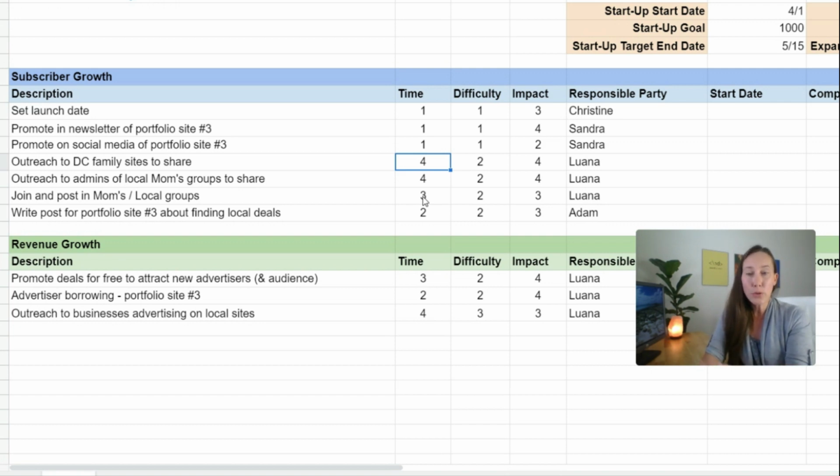Now, as a strategy, assuming that we didn't have that list at all, because that is where it makes the most sense to start when you have a portfolio. But let's say that you don't. So this strategy would be to outreach to businesses who are advertising on local sites.